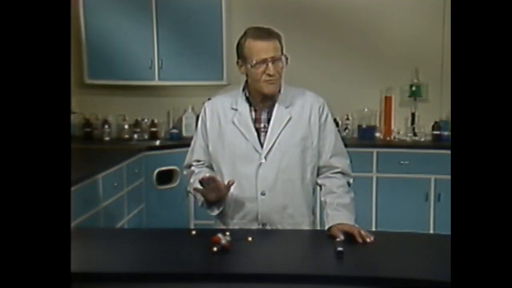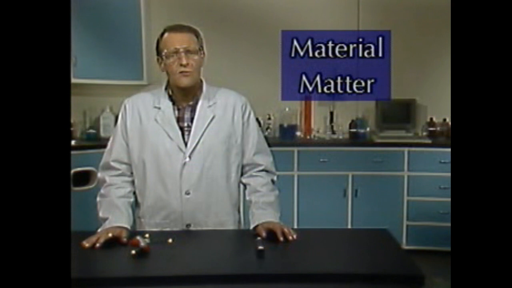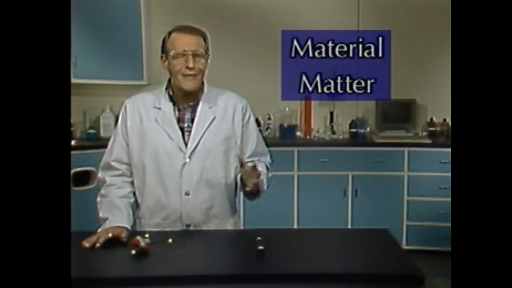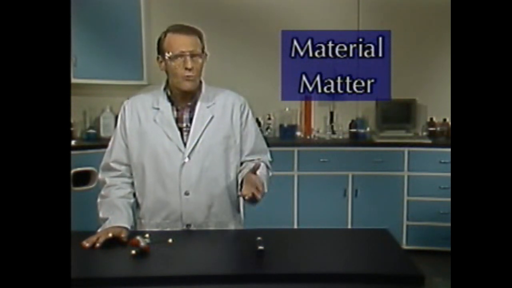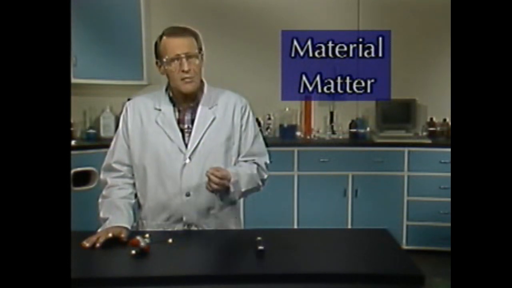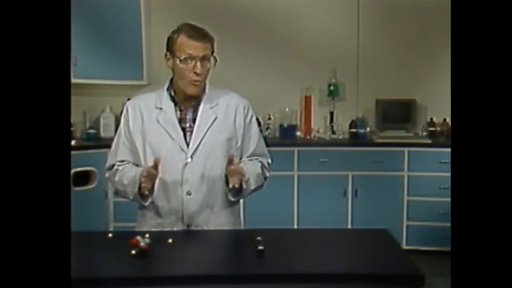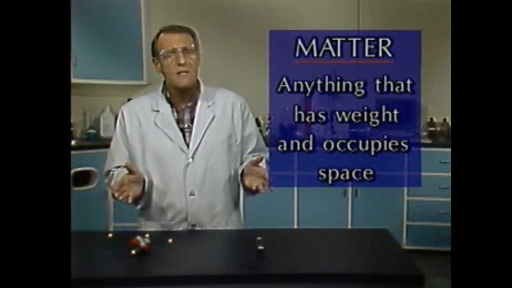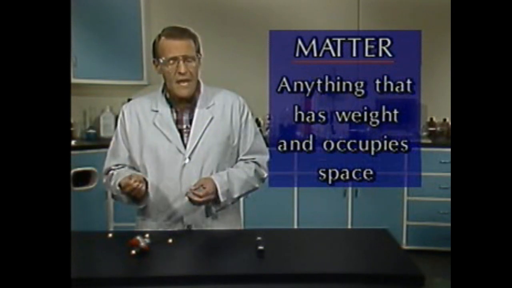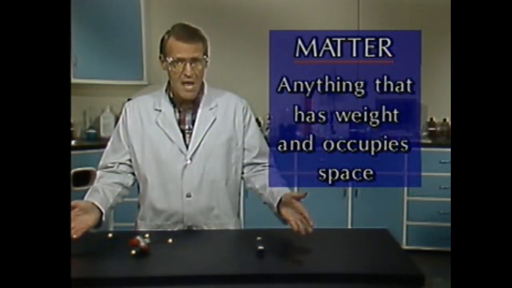Let's begin our discussion of the composition of matter by defining a few terms. We'll begin with material and matter. Basically, the terms material and matter are interchangeable. Material or matter is generally thought of as anything that has mass and occupies space. Mass is basically weight. So for all practical purposes, matter can be defined as anything that has weight and occupies space. For instance, this table is matter.